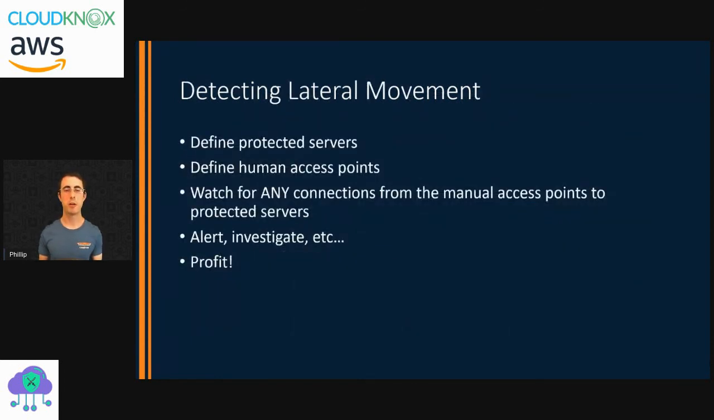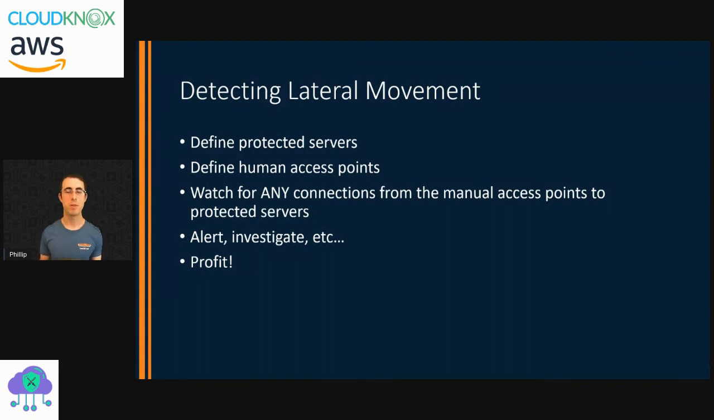So how do we go about detecting that from a programmatic and automatic standpoint? First, we need to define the protected servers. In the case of our example, that's just the application server, but it could be a lot of things. It could be application servers, web servers, the DevOps servers themselves, anything that humans shouldn't be logging into on a regular basis. Then we need to define all of the human access points into the environment.